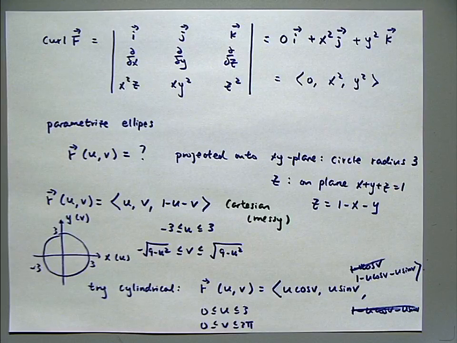Okay, now we integrate. What are we doing here? We're doing integration of curl dotted with Ru cross Rv du dv. We dot these things now. We get u cubed cosine squared v plus u cubed sine squared v, and u and v are both bounded by constants. We can go in any order. So I'm going to do v last and u first.